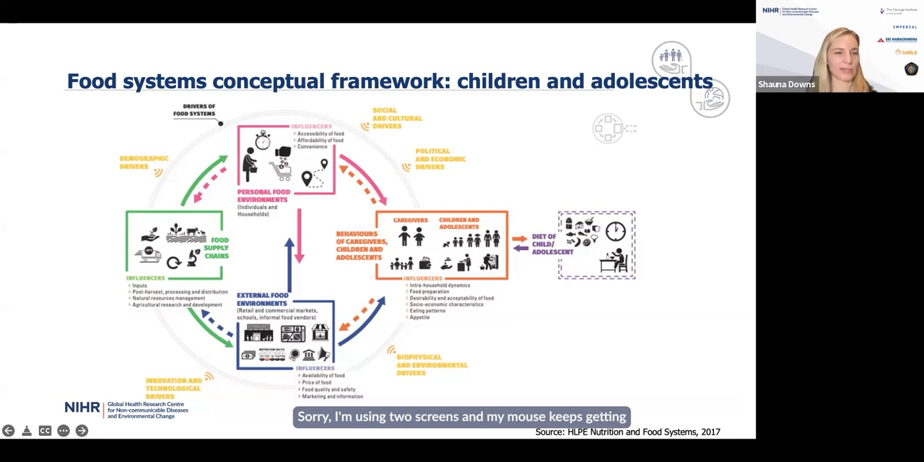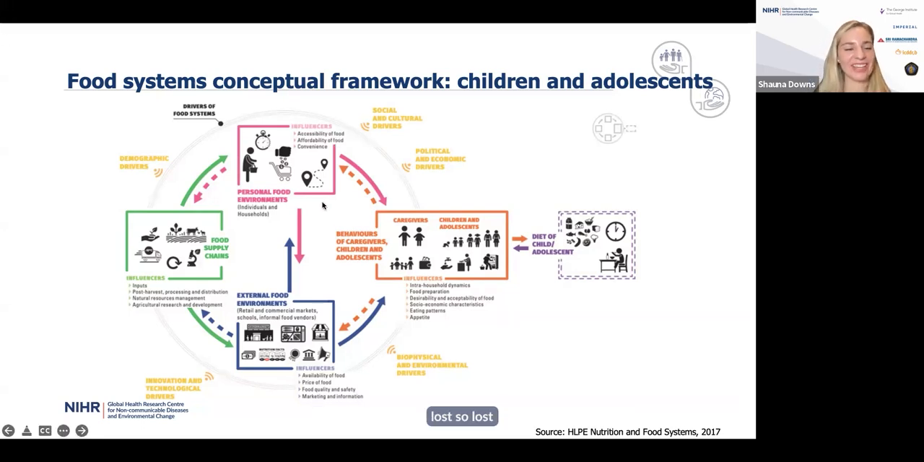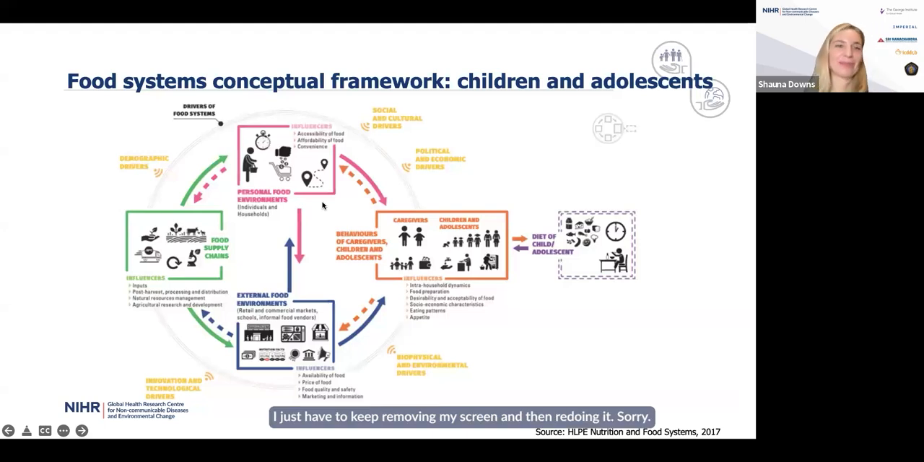Sorry, I'm using two screens and my mouse keeps getting lost. So I just have to keep removing my screen and then redoing it. Sorry, but I want to be able to point.